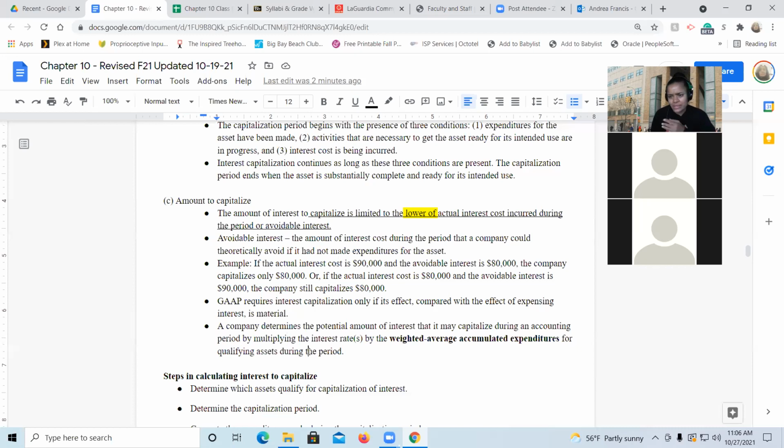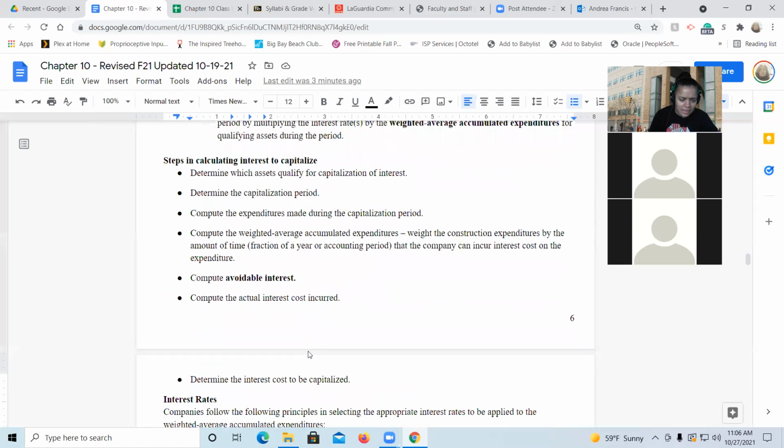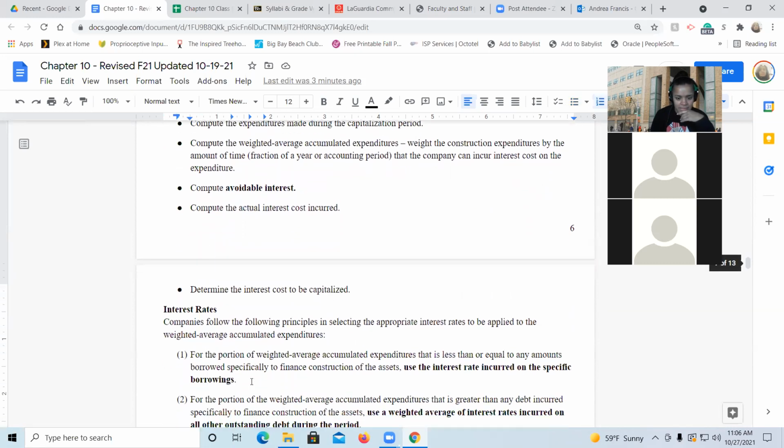So it is an interest calculation, right? An interest percentage multiplied by some amount, but we will weight the interest rates and weight the expenditures. And I put some steps here. These steps are not necessarily going to make a ton of sense outside of an example. And so what I'll do is actually do example number three with you, and we'll see once we've done that, if we've covered all the steps in capitalizing interest.